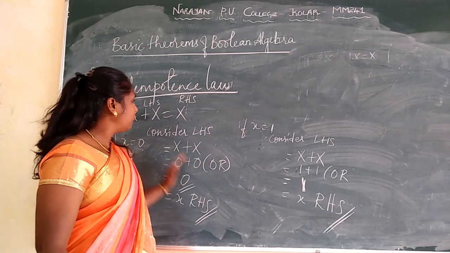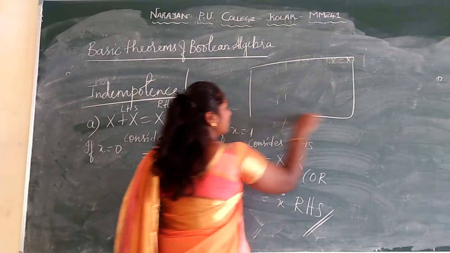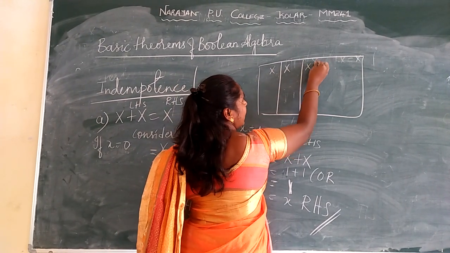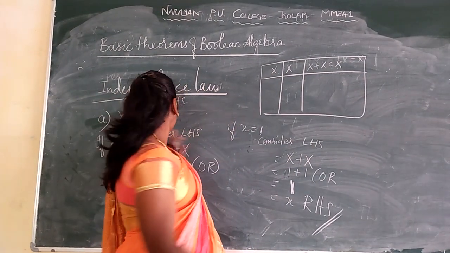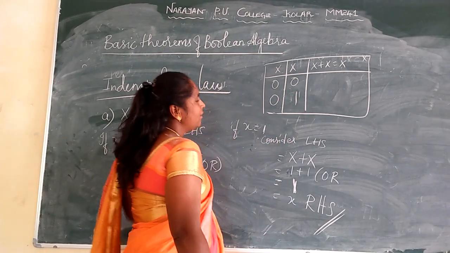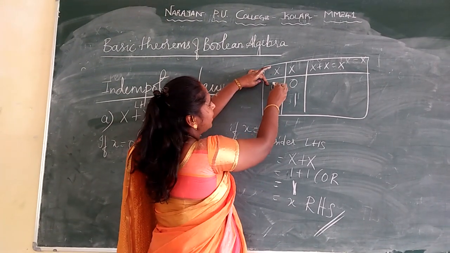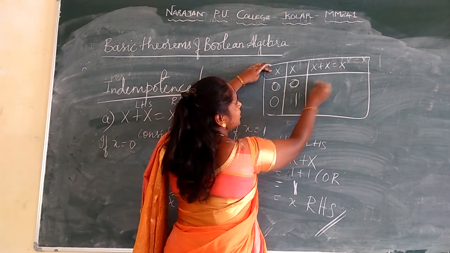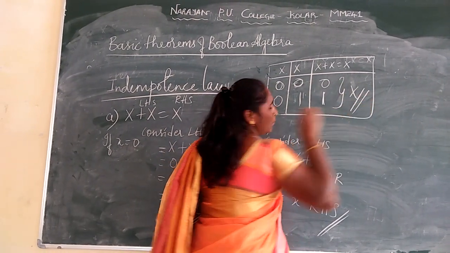So the truth table for x plus x is equal to x. The first column represents the x values. First time both 0, second time 0 and 1. So here the result is 1, that is nothing but your x.